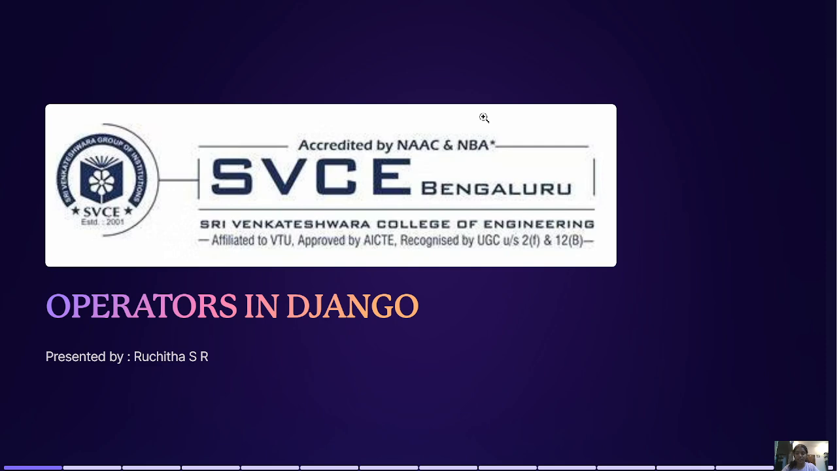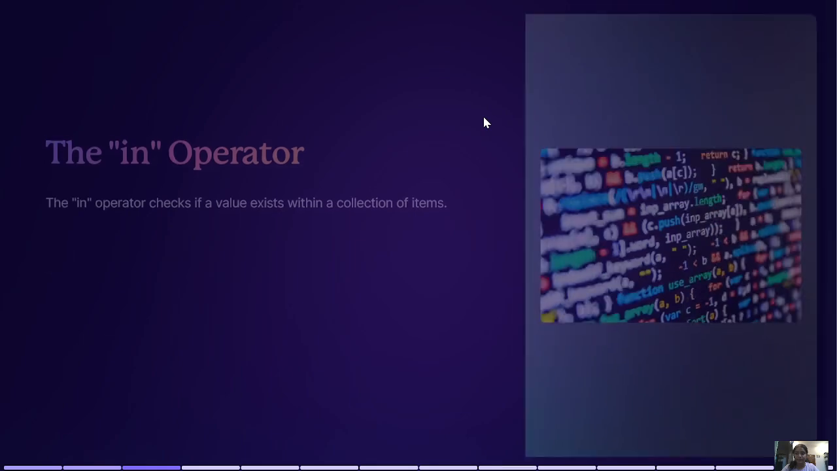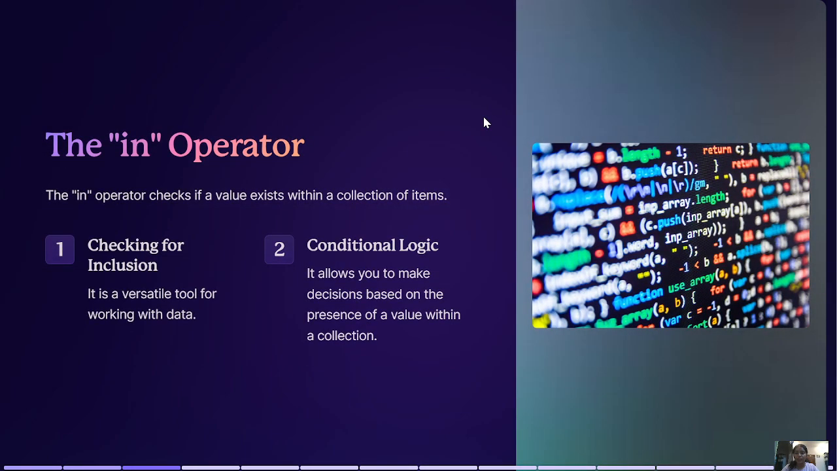Today I am here to discuss operators in Django. Coming to the introduction to operators in Django. Django is a powerful framework for building web applications. It offers a wide range of features and tools, including a powerful template language. One of the key features of this template language is the ability to use operators to perform comparisons and logical operations. The first operator we're going to discuss is the in operator.